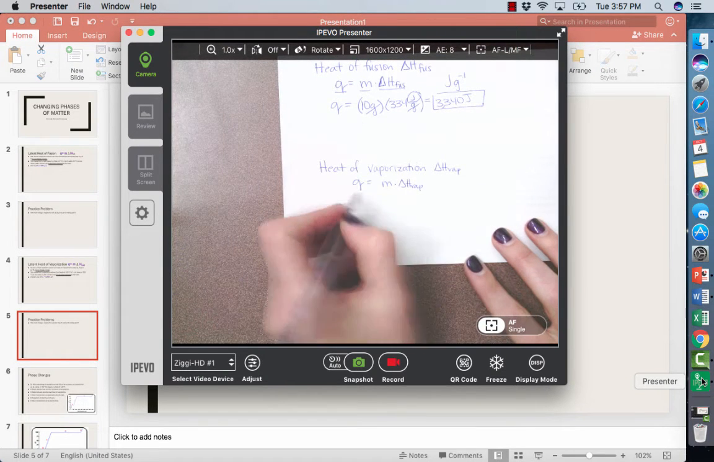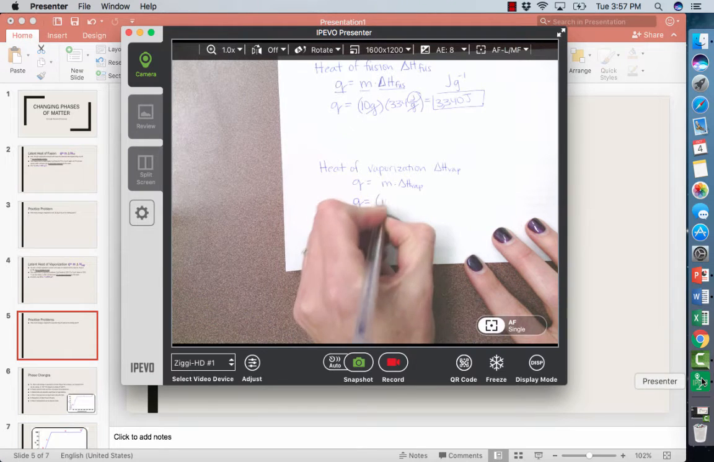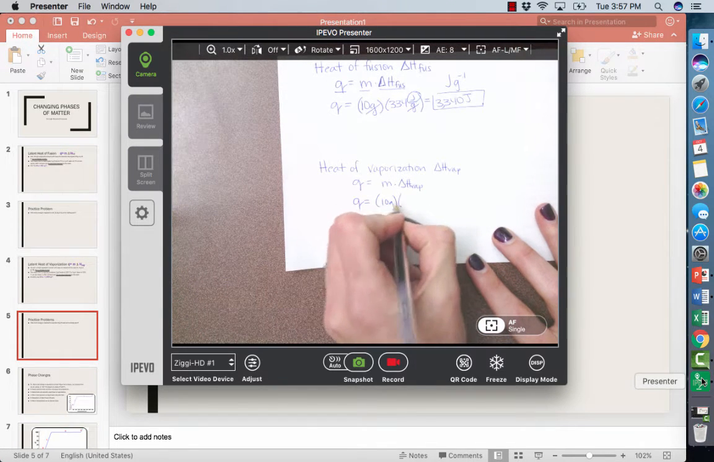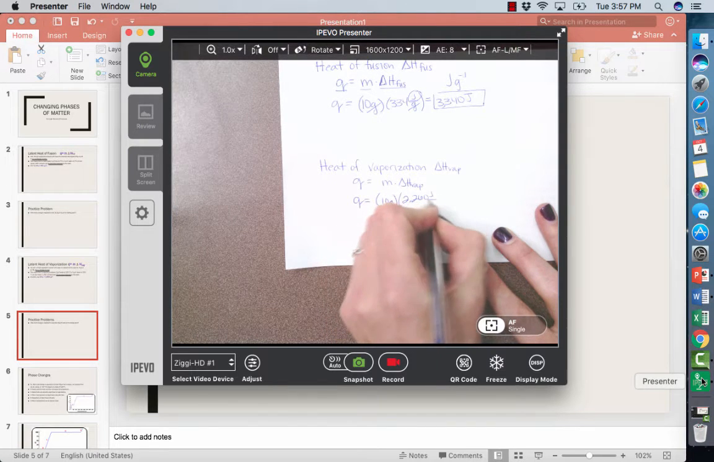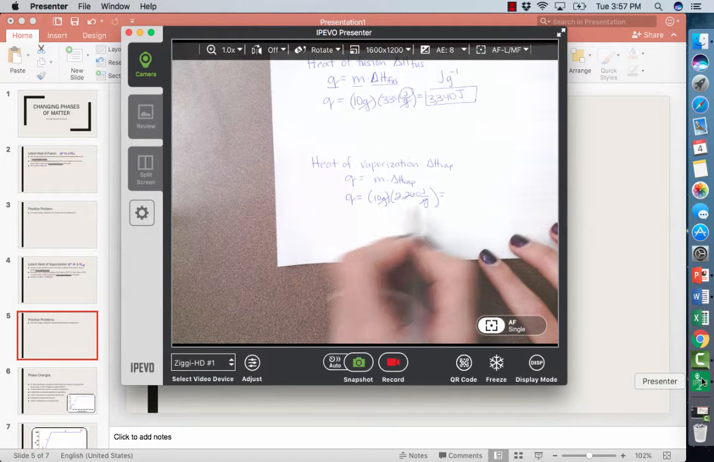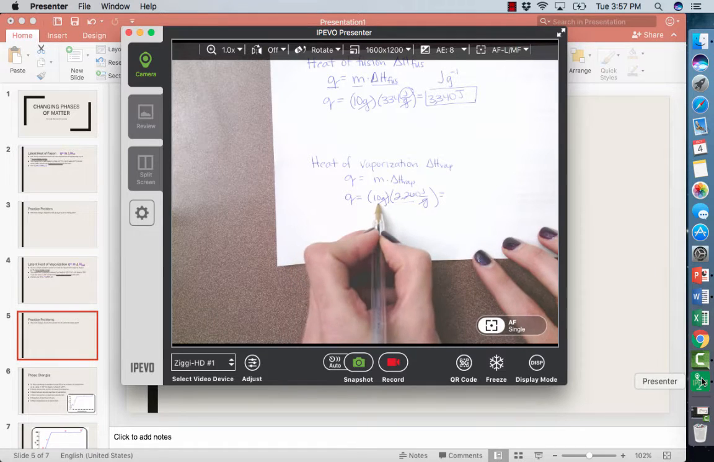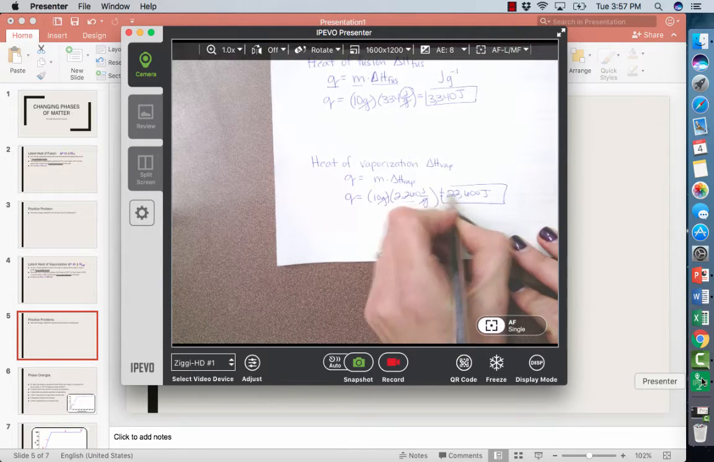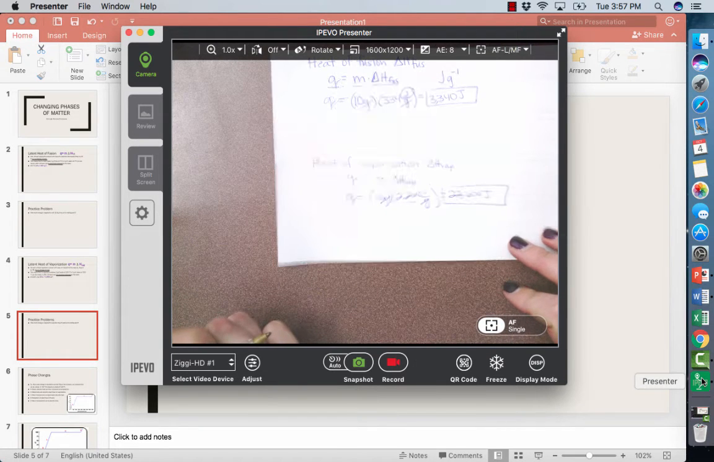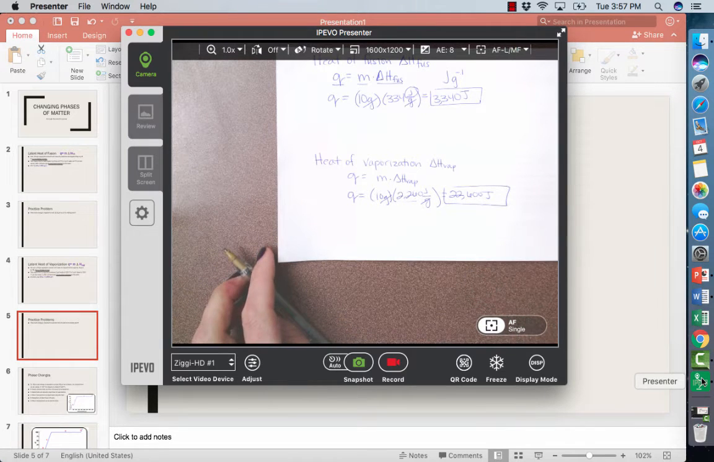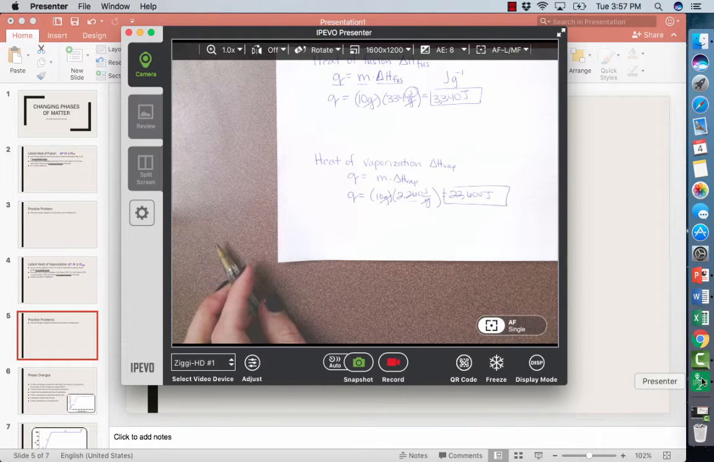So I have the same equation, but this time I want to calculate the energy for 10 grams at its boiling point, which would correspond to a constant of 2,260 joules per gram. Grams cancel out with grams. So if it takes this much energy for 1 gram, I would need 10 times that much, which would be 22,600 joules of energy in order to take 10 grams of liquid water and convert it all into a gas at the same temperature, at its boiling point at 100 degrees Celsius.